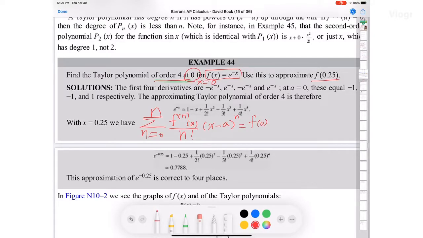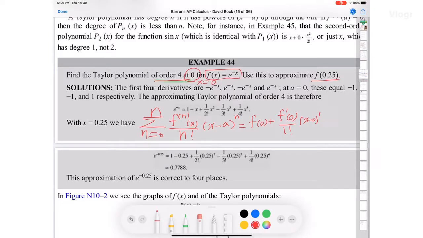And then 0 factorial is 1, and x minus 0 to the 0 power is 1. So only f of 0 is the first term. The second term is 1: the first derivative at 0, because a is 0, over n factorial, where n is 1, so 1 factorial, times x minus 0 to the first power.